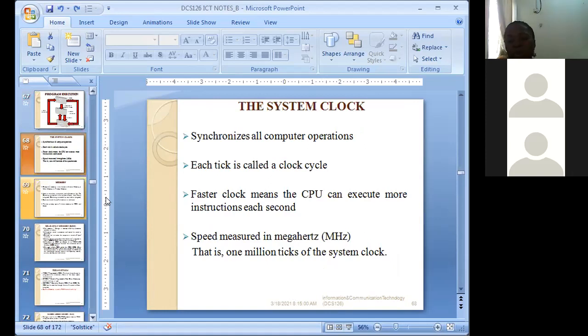What is the system clock? Oh no. Internet not stable.